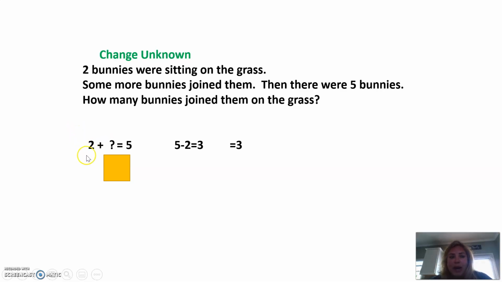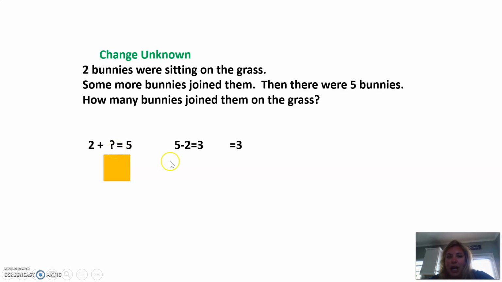All right, so I'm going to set up my number sentence by 2 because I know there were 2 bunnies that were sitting on the grass. But then this word right here, some, I don't know how many bunnies joined them. So I'm going to have to show that with that question mark, okay? And then I know that there were 5 total at the end. So then I have to figure out how I'm going to solve for this part, okay?